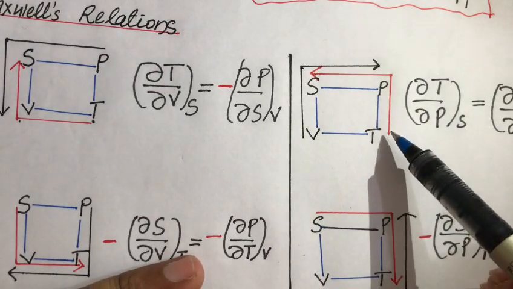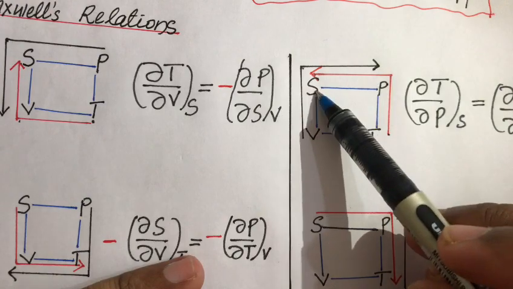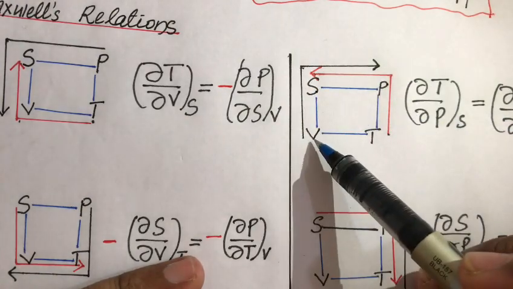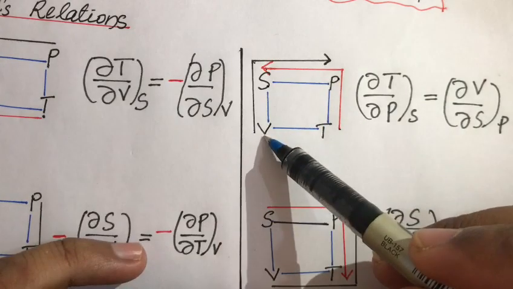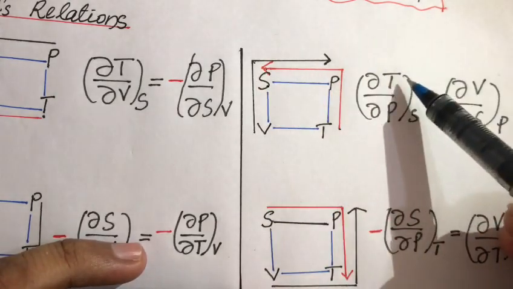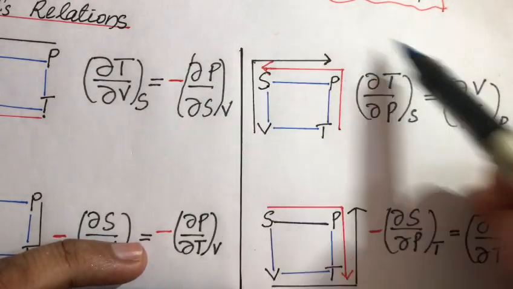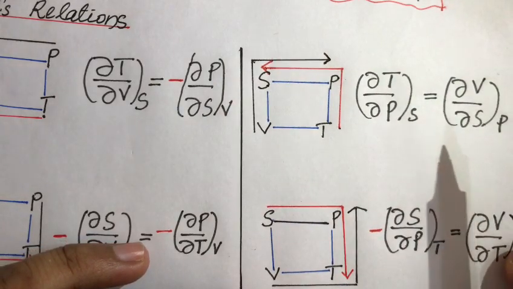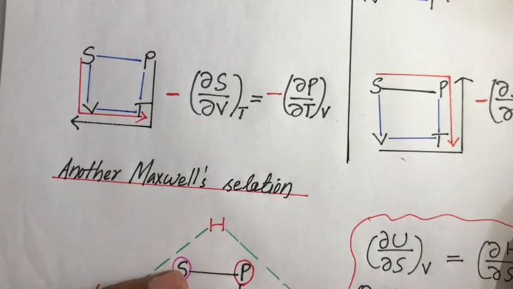We start from T, so dou T by dou P at constant S. Upward, so positive. Then dou V by dou S at constant P. Again upward, so positive. Okay, ready. Now next one.